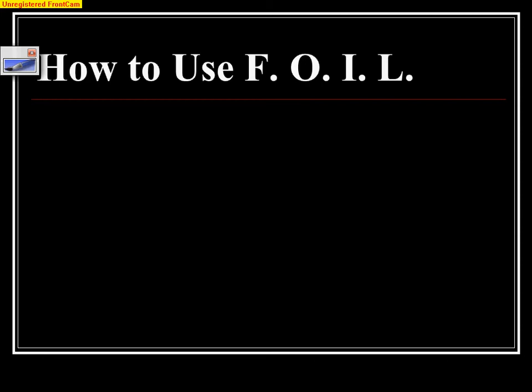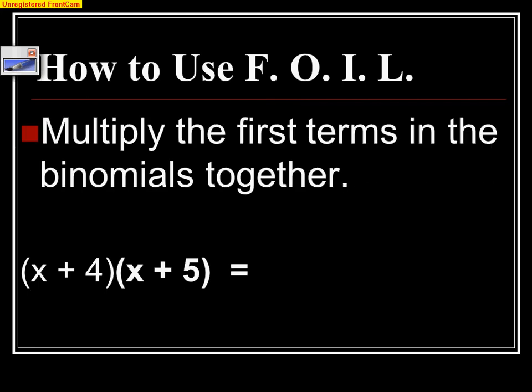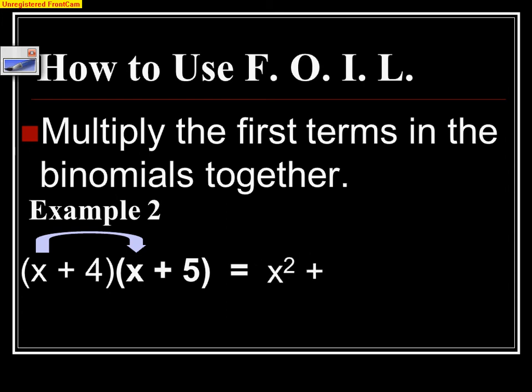Now, on this slide, there's going to be some words. You don't necessarily need to write the words down. However, you do need to write down the example and the numbers. So, when we're doing the first, we multiply the first terms in the binomial together. Well, the first terms in the binomial here are x and x. What is x times x? Well, that's x squared. So that's F in FOIL.